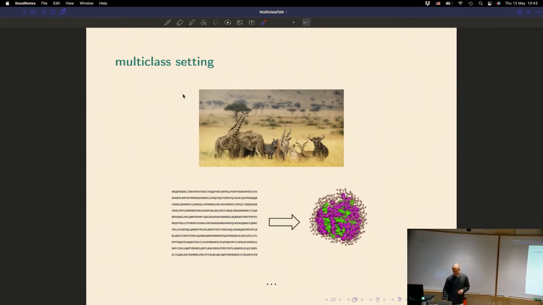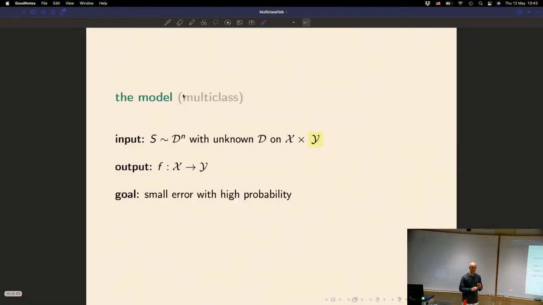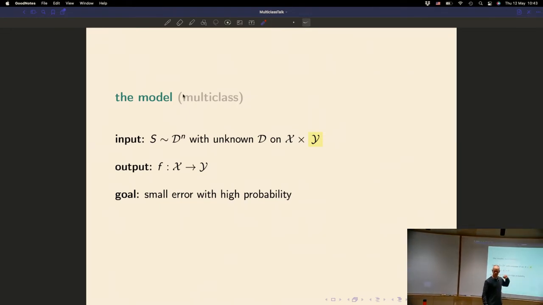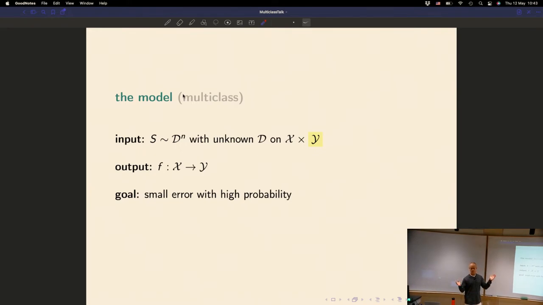This setting is called the multi-class setting, and it's the same definition as we saw before, exactly the same, except that the output is not just 0, 1, but some arbitrary set Y. So it's the same thing, except that instead of bits, we output something else. Does it make sense? Y being finite? No, Y is abstract. It could be finite or infinite.